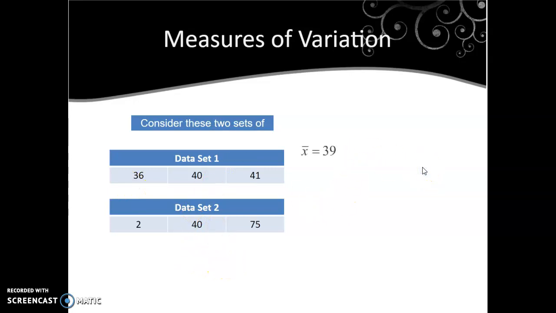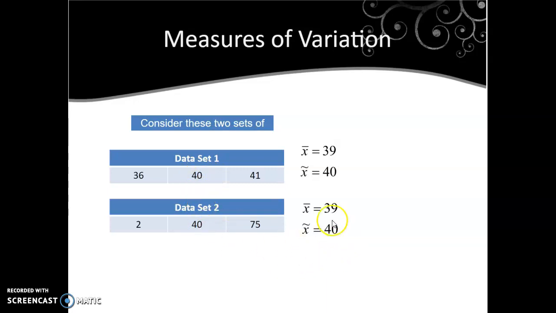Interestingly, when we look at the mean for each of these data sets, we get the same number. We get 39. If you add up 36 plus 40 plus 41 and divide by 3, you should get 39. So the mean for dataset 1 is the same as it is for dataset 2. 2 plus 40 plus 75 divided by 3 is also 39. And the median for each one of these data sets is also the same.